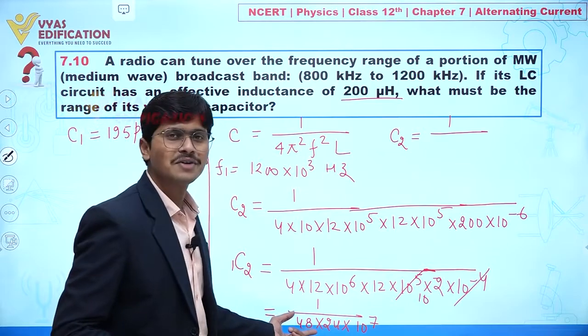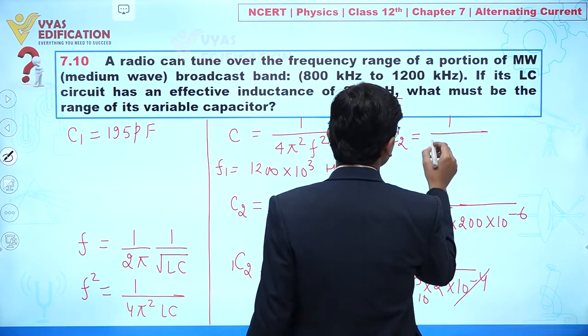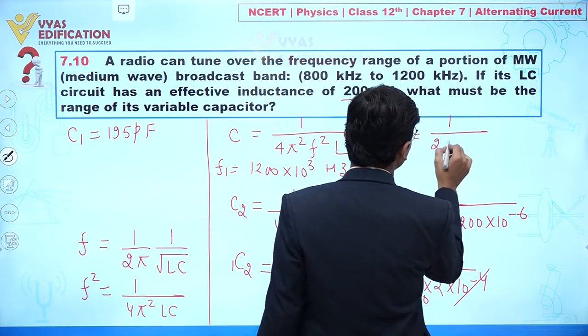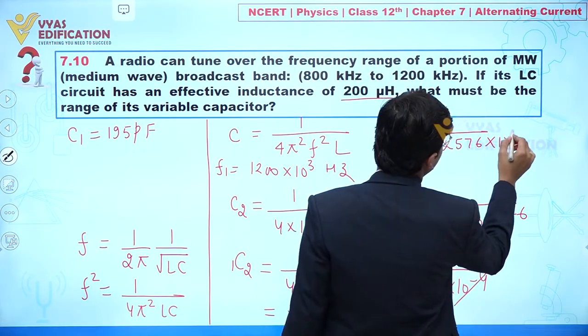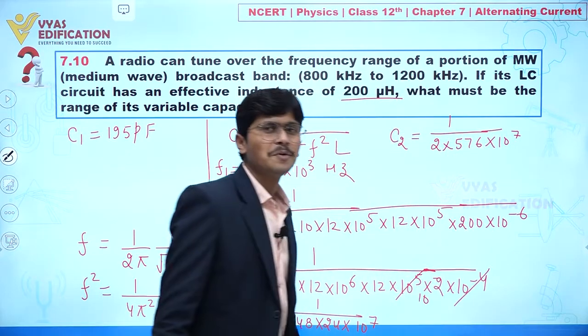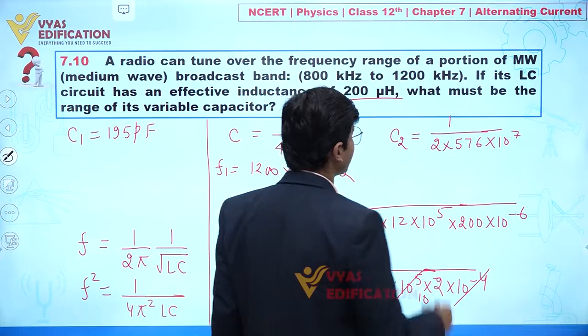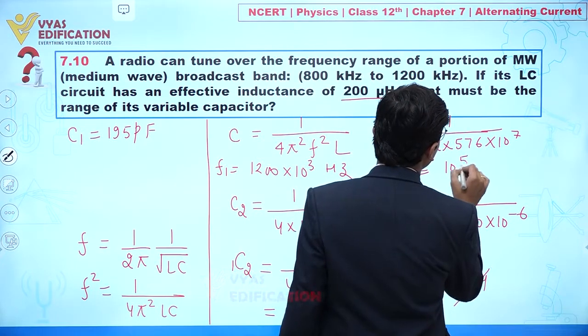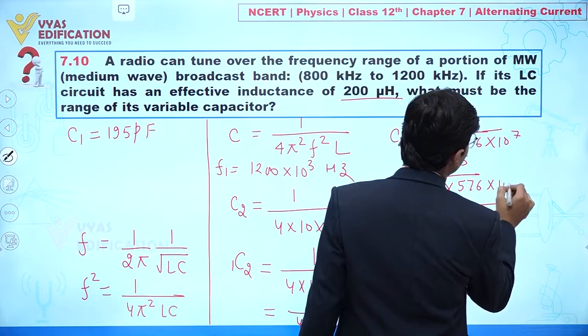So now from here we can write the value of C2: 24 into 24, that is 576. Directly I am saying this is 2 multiply 576, and this is equal to 10 to the power 7. Now what I am doing here, I am multiplying with 10 to the power 5 and dividing with 10 to the power 5. So I can say 10 to the power 5 divided by 2 into 576 into 10 to the power 12.